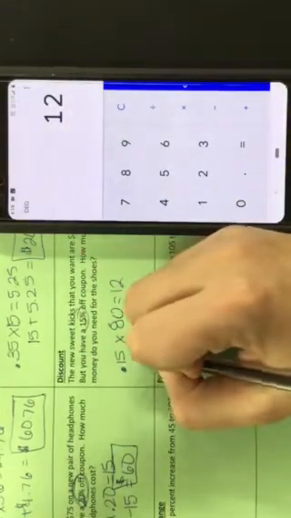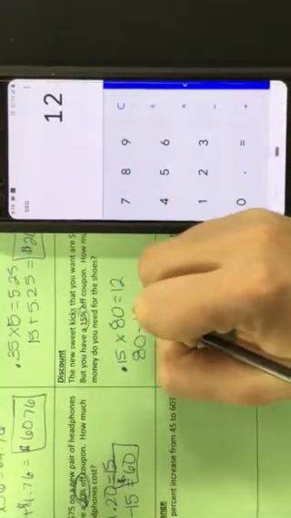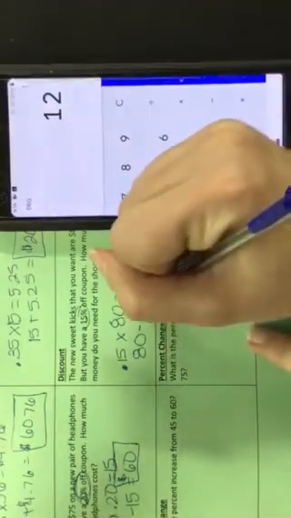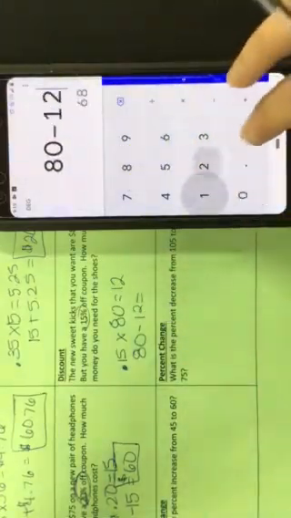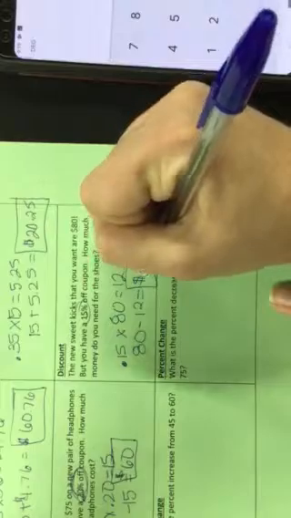Okay? Then I'm going to take the original price of my shoes and subtract the $12. Okay? Because I'm not paying $12. I get to take away $12. So 80 minus 12. I need to save $68 for this pair of shoes.